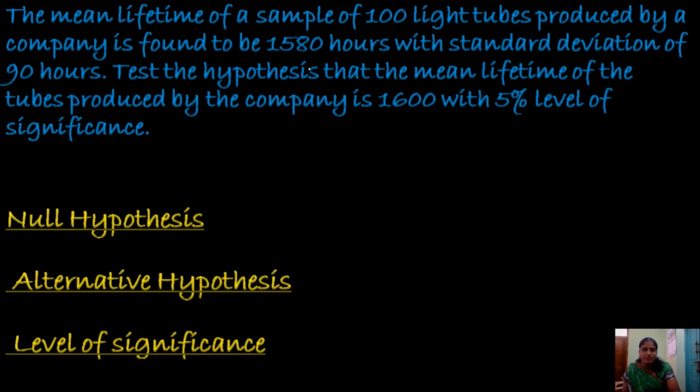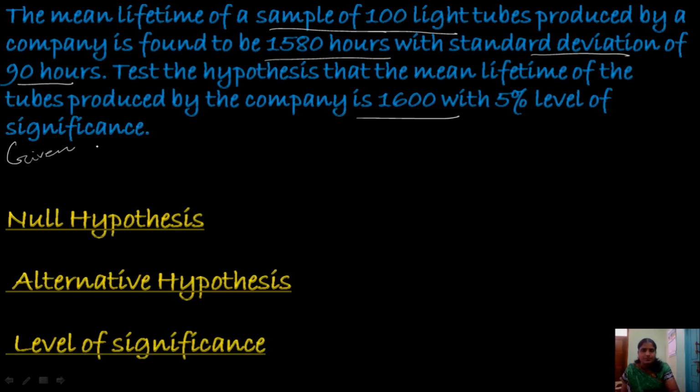The mean lifetime of a sample of 100 light bulbs produced by a company is found to be 1580 hours with the standard deviation of 90 hours. Test the hypothesis that the mean lifetime of the tubes produced by the company is 1600 with 5% level of significance. First, let us write what is given in our problem. So, given n, that is the sample size. The number of samples they have given here is 100.